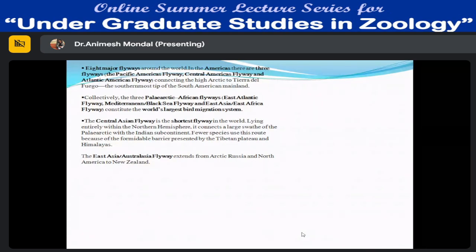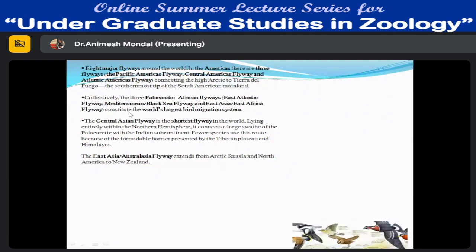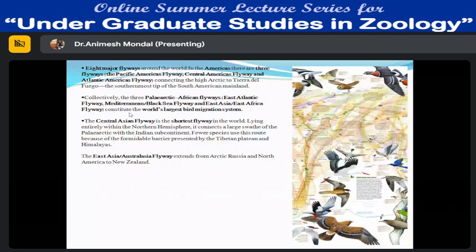Now there are 3 other flyways. This is known as the Palearctic African flyways, which encompass the East Atlantic flyway, Mediterranean Black Sea flyway, and East Asia East African flyway, which constitute the world's largest migratory bird system. This, remember the term, this East Asia and East African flyway, it is used by the majority of the birds. And there are another 2 flyways, that is Central Asian flyway and East Asia Australasian flyway.